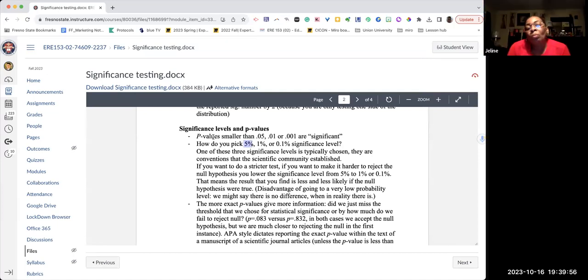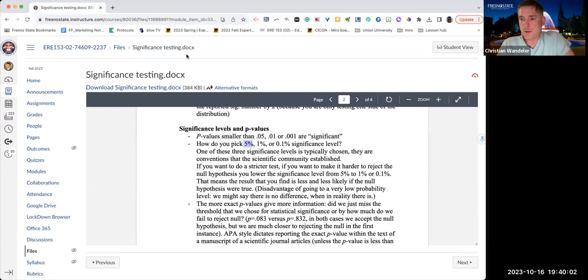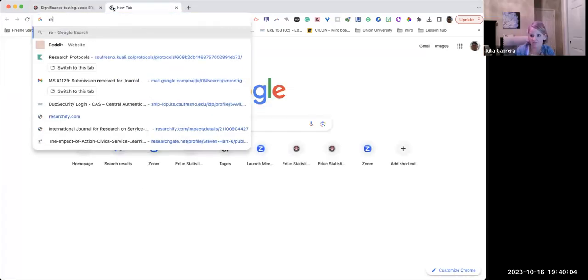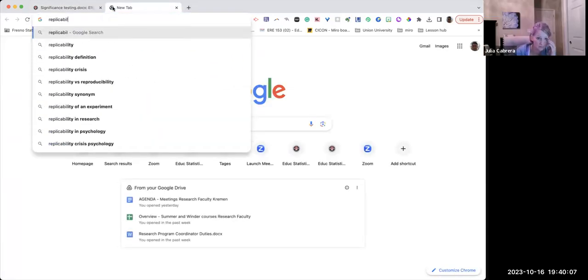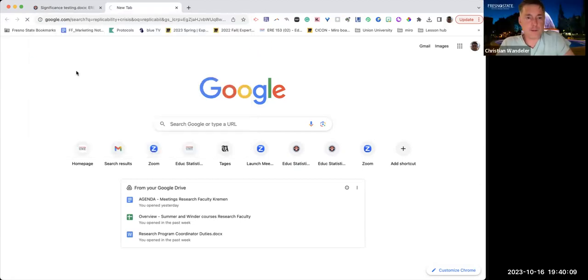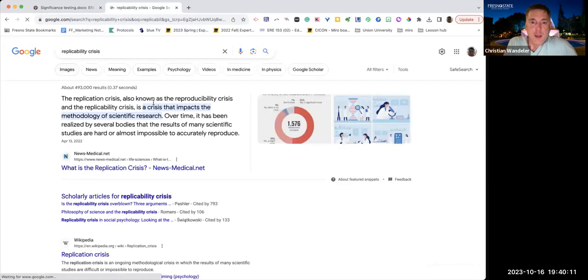And that's why, maybe you've heard of, have you ever heard of the replicability crisis in psychology? I don't think so. I haven't. Right, look here. The reproducibility crisis, or replicability crisis, is a crisis that impacts the methodology of scientific research. Over time, it has been realized by several bodies that the results of many scientific studies are hard or almost impossible to accurately reproduce.